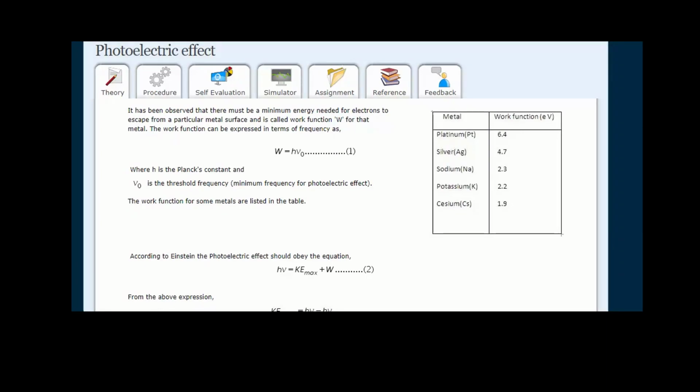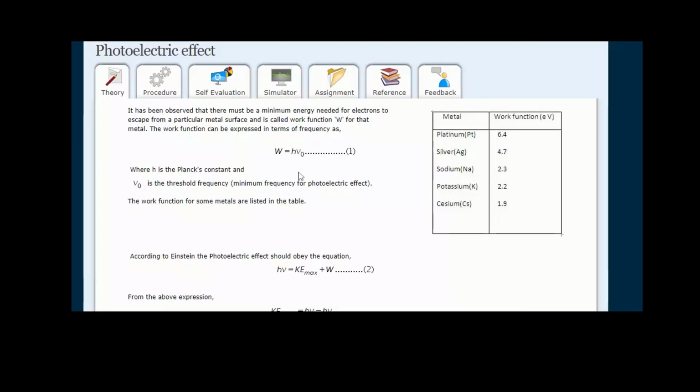Suppose you are using light of 8 electron volt. Then 6.4 electron volt is used for the work function, that is the binding energy of electrons. The rest of the energy, 1.6 electron volt, since you are using 8 electron volt, is the kinetic energy of the electrons.